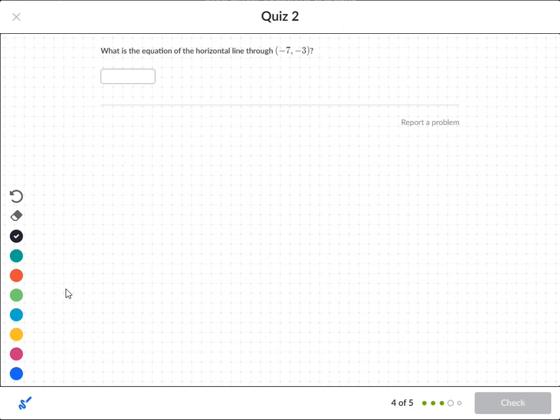Okay, next problem: what is the equation of the horizontal line? Let's look at our point. We have negative 7, negative 3. This is our x, and this is our y. This negative 7 here, we can say it's x because it's the first number in the ordered pair. That's always x.